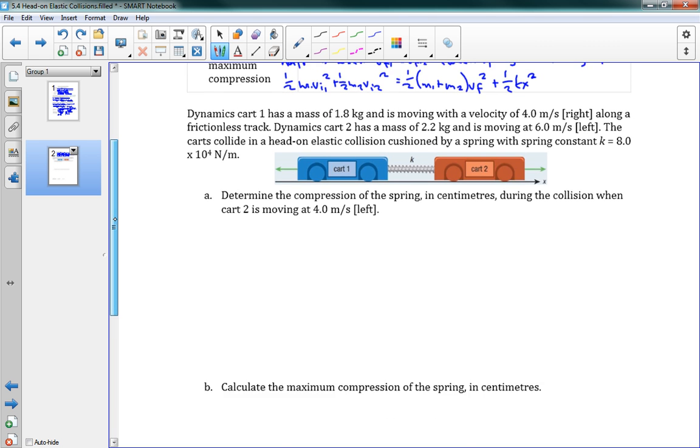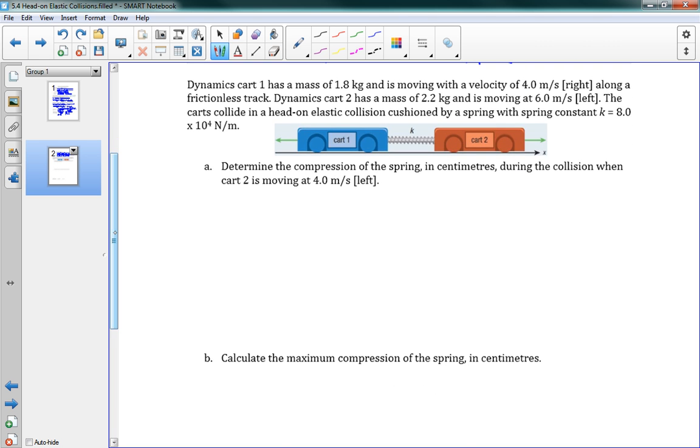So the problem says, Dynamics cart 1 has a mass of 1.8 kilograms and is moving with a velocity of 4 meters per second right along a frictionless track. Dynamics cart 2 has a mass of 2.2 kilograms and is moving at 6.0 meters per second left.